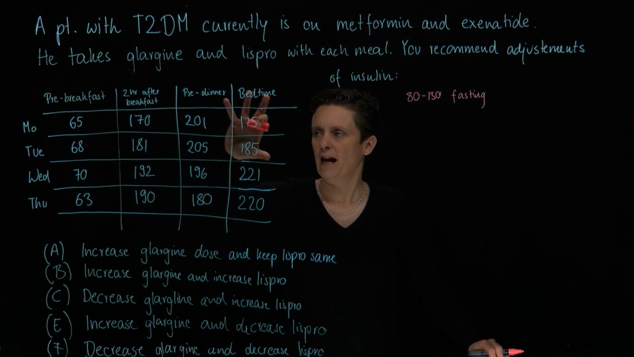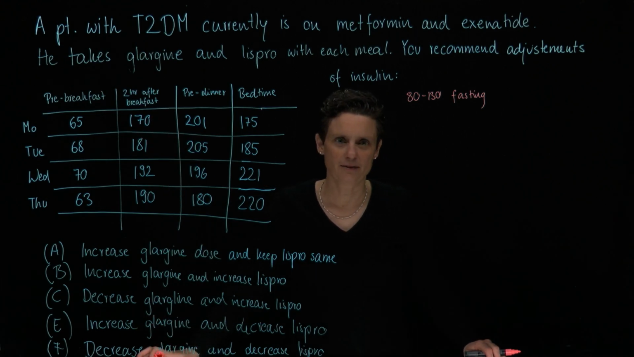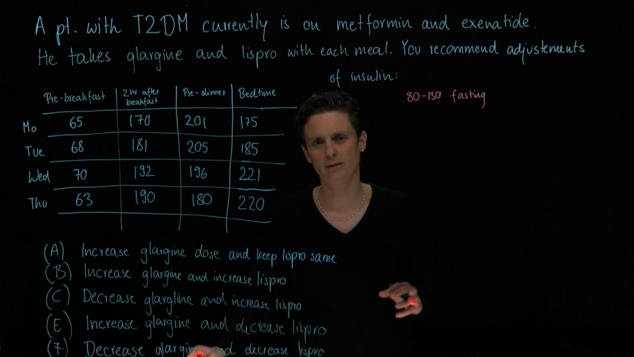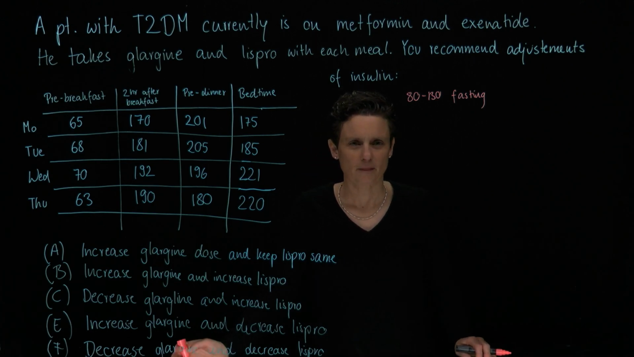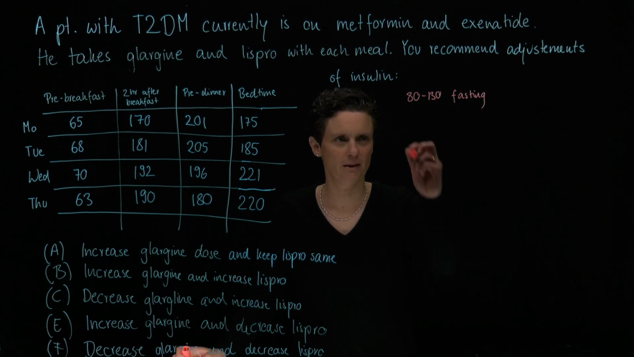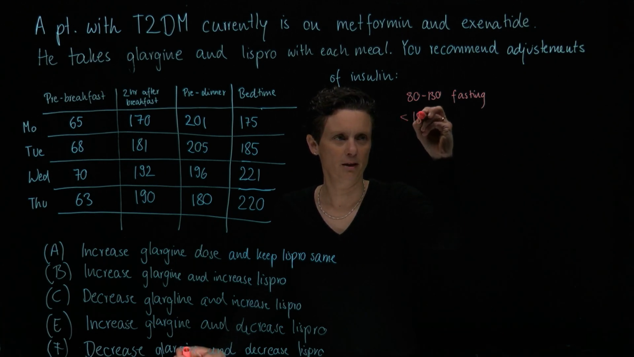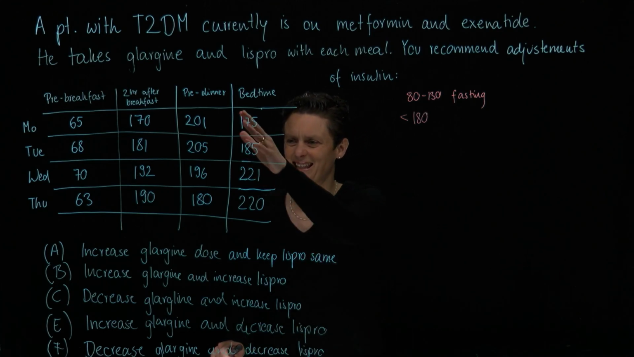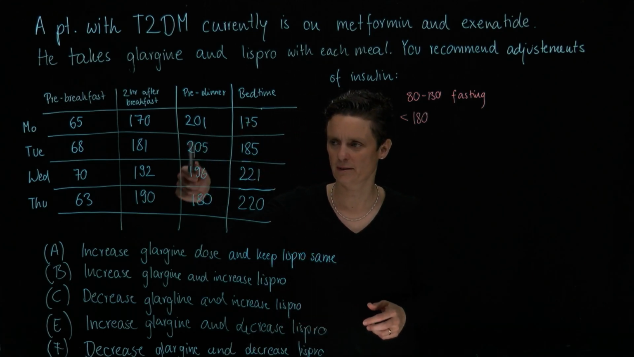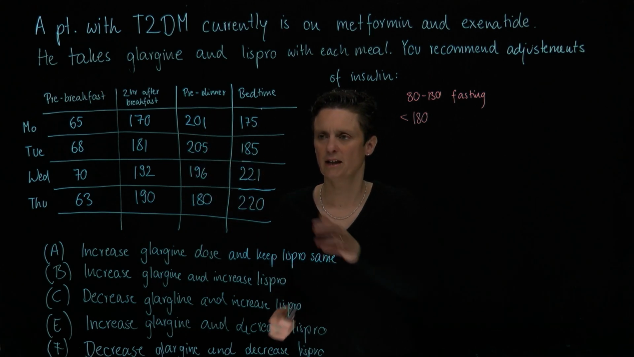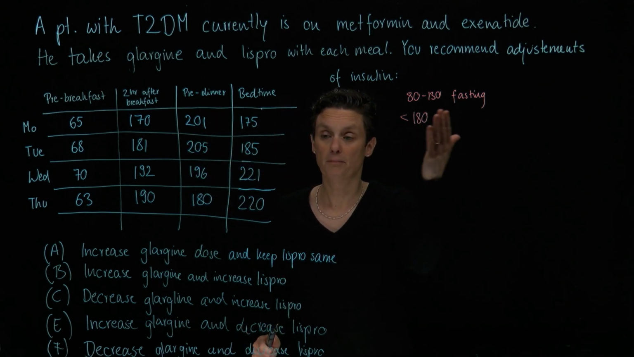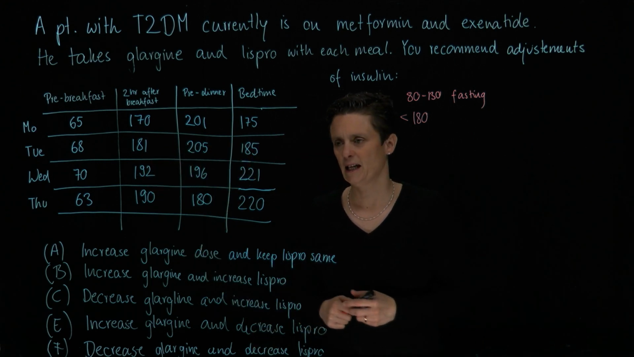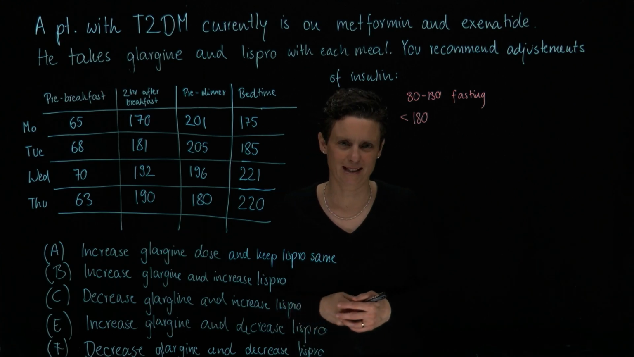Too low. Then all these other measurements, 2 hours after a meal, pre-dinner, bedtime. Generally, we measure 2 hours after the meal, and we should be below 180 for our other measurements during the day. And they seem fairly high. Most of them are close to 200 and above 180, and very few are below 180. So there are also some adjustments needed here.